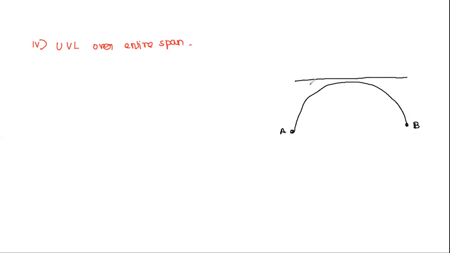So it is subjected to UVL like this. 0 over the left support, and intensity of W over the right support. So for this condition, H is equal to 2 by 3 into WR divided by pi.